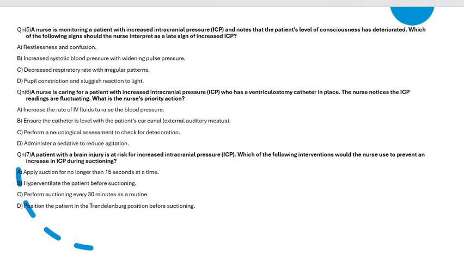To minimize the risk, suctioning should be limited to 10 to 15 seconds at a time to reduce the potential ICP spike. Okay? Hyperventilation, routine suctioning, and positioning the patient in Trendelenburg are not recommended. Why? Because it will increase the ICP.